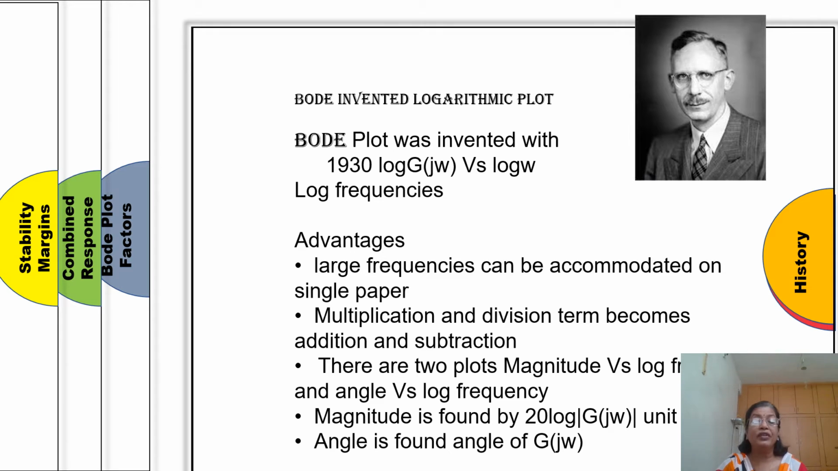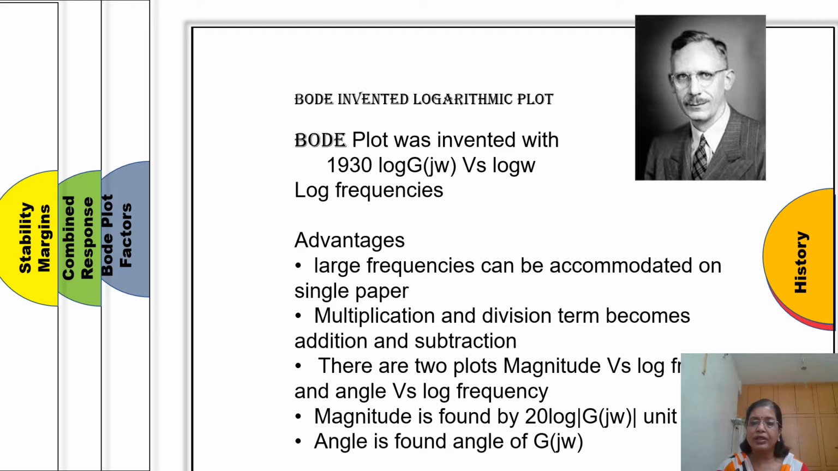Now, the Bode plot has two plots internally. One is magnitude versus log of frequency, that is log of omega, and the second is angle versus log of frequency. Magnitude is generally found by taking 20 log of the magnitude of G(j omega), and its unit is decibel. This multiplication by 20 is because only the log of G(j omega) will be a very small quantity, therefore it is multiplied by 20. You may already be aware of this terminology from electronics while designing filters. Angle is found by taking the angle of G(j omega).